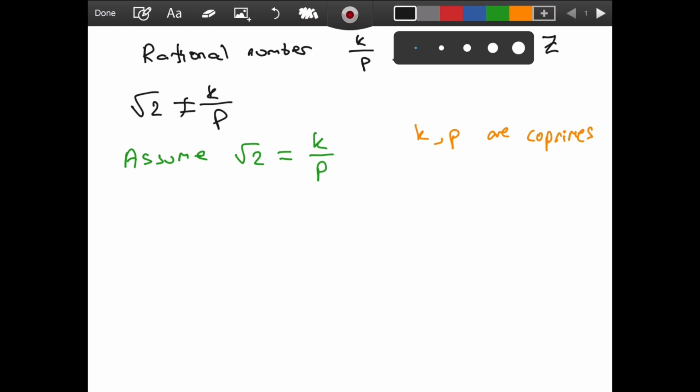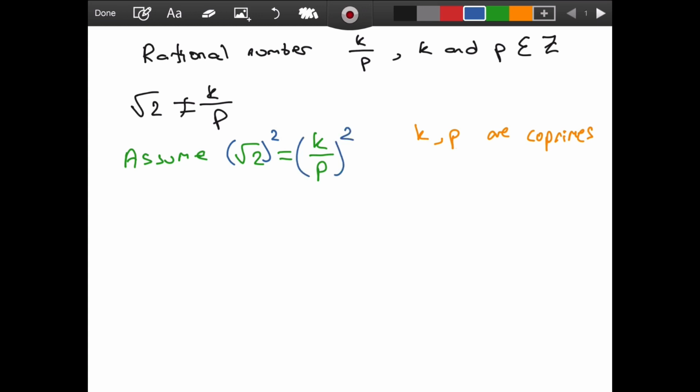I want to square both sides. Let's do that. I square the left, I square the right. When I square the left, what do I get? I get the square root of 2 squared, which is just by definition, 2. On the right, I will have k squared divided by p squared. If I multiply both sides by p squared, I get a formula for k squared. And that is k squared is equal to 2p squared. Look at this.